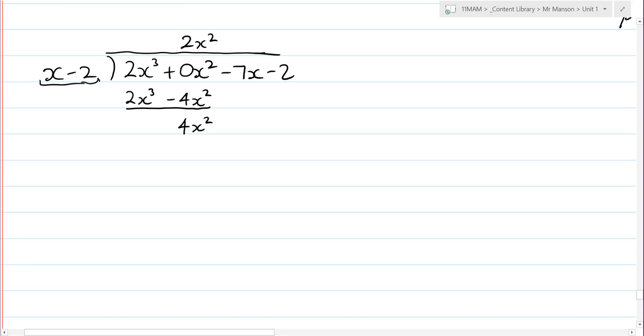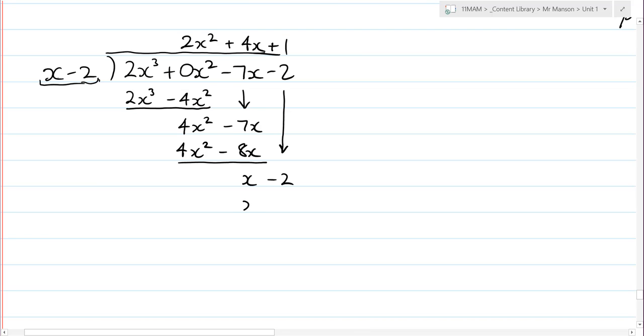And then I bring down the next term, minus 7x. X into 4x squared gives me just 4x. I multiply the 4x by my divisor again to give me 4x squared minus 8x. Negative 7x minus negative 8x is negative 7x plus 8x, which gives me x. I bring down the 2. I get x minus 2. X into x gives me plus 1. 1 times x minus 2 is x minus 2. I do the subtraction and get a remainder of 0, which is what I expected.